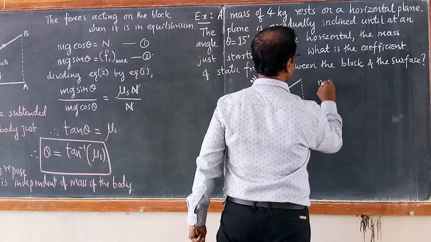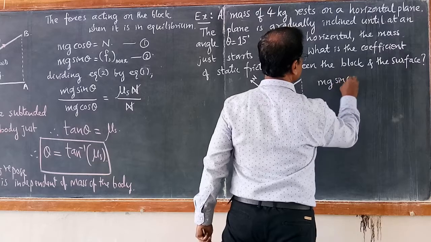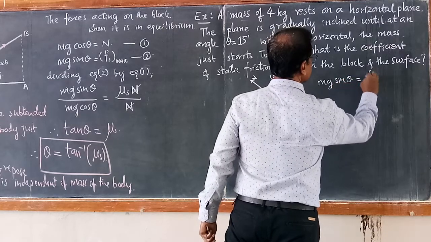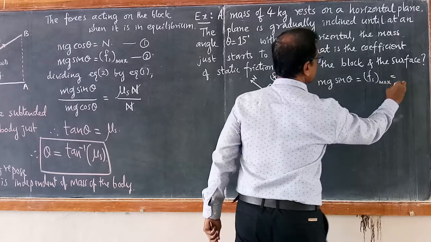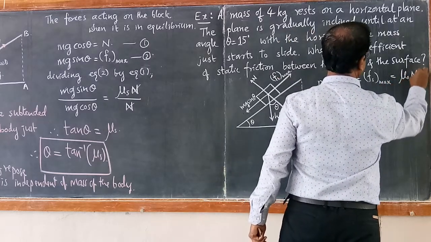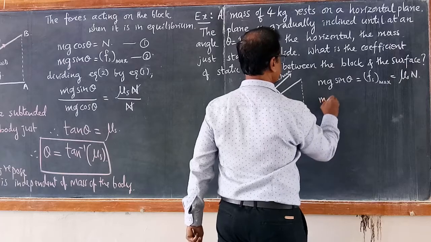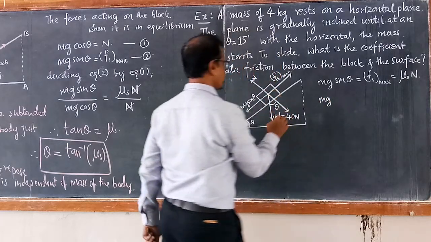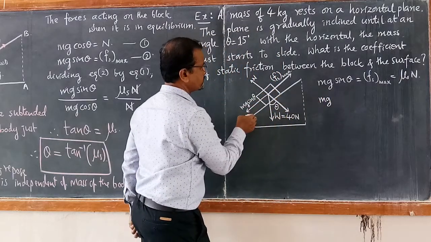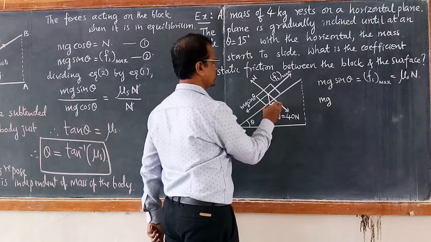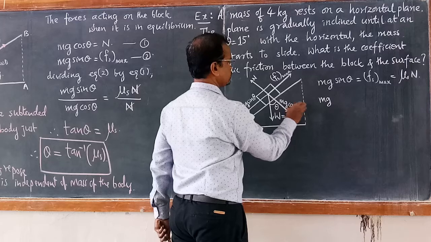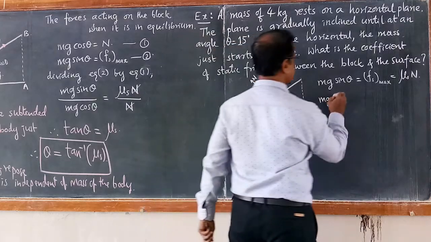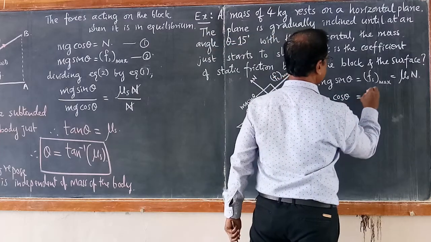Fs max equal to mg sin theta, that is Fs max is mu s N, and mg cos theta. You see, when you resolve the components, if this is the same angle theta, then it becomes mg cos theta. Mg cos theta balances the normal reaction. Mg cos theta equal to N.